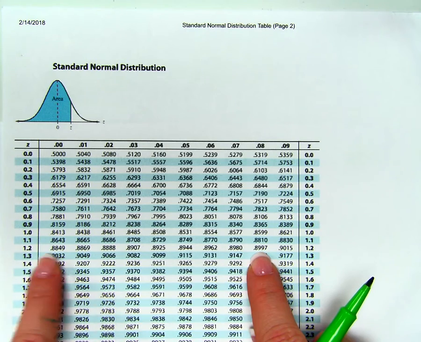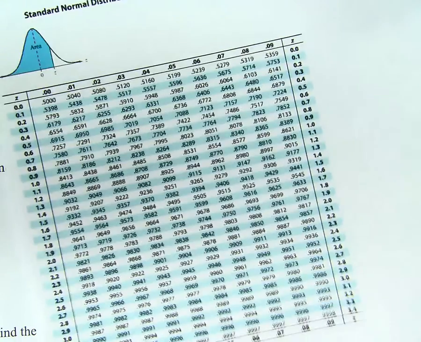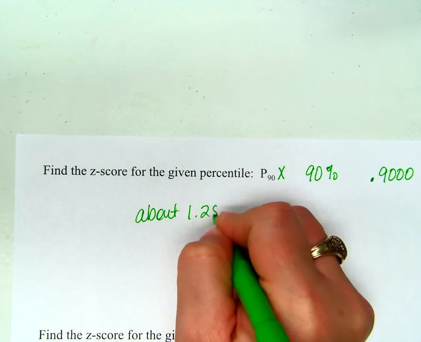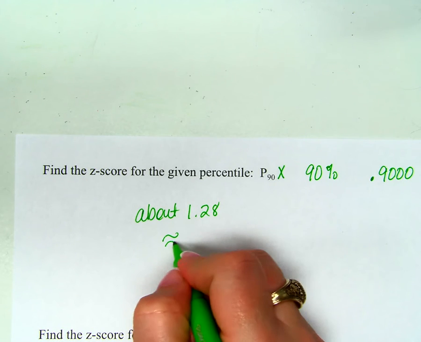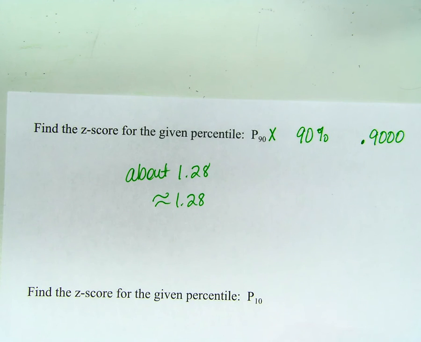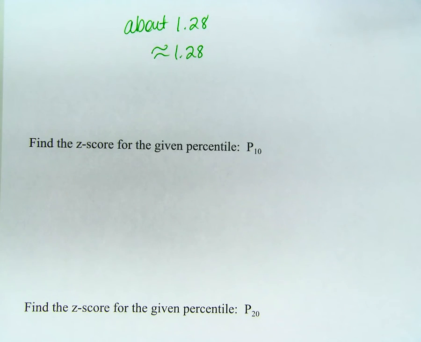So when it says find the z-score for the given percentile, I can't really, but what I can say, 1.28, I have a couple possibilities. I can say about 1.28. I can say it's approximately equal to 1.28. Either one is okay. It will basically depend on how the question is asking you. Okay? Because if it says find the z-score that's close to the given percentile, or find the approximate z-score of the given percentile, 1.28 is perfectly fine, isn't it? Any questions about that?